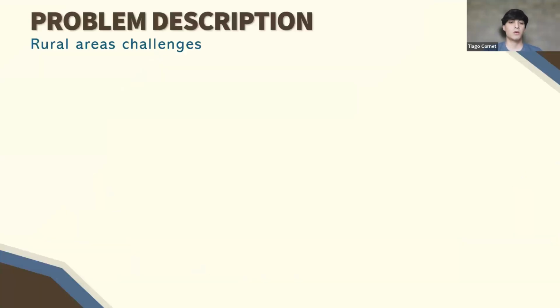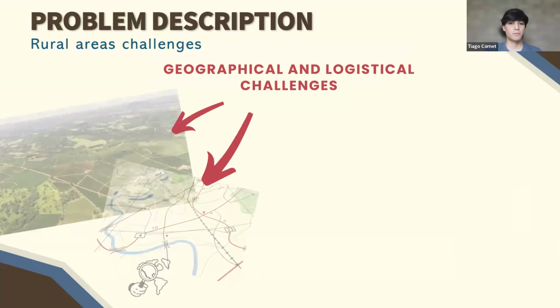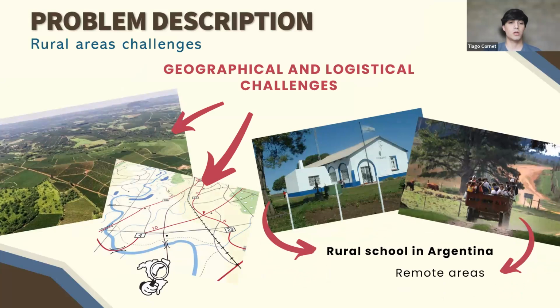First, geographical and logistical challenges. Rural schools are generally located in remote areas, far away from large cities, and it is very difficult to access basic services such as water. There are also challenges related to the transportation of water due to the distance between rural areas and cities.